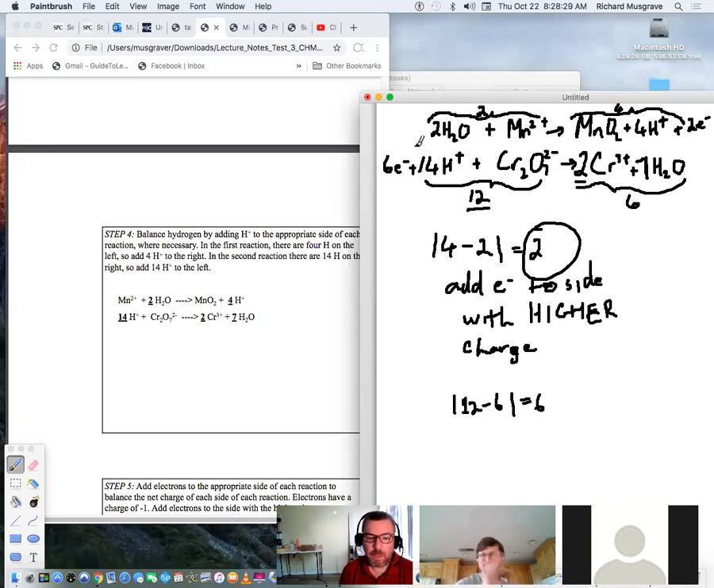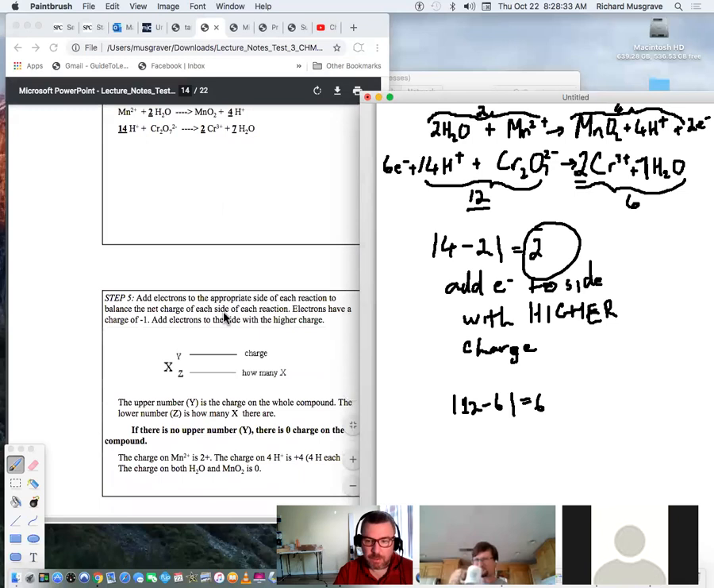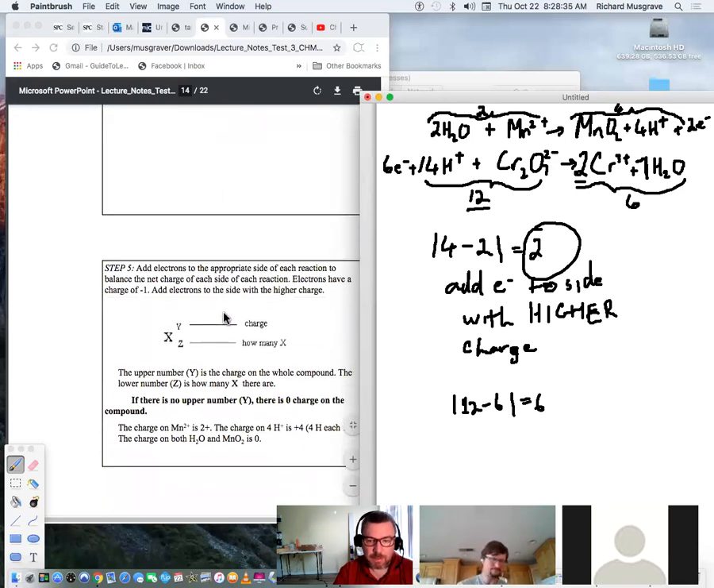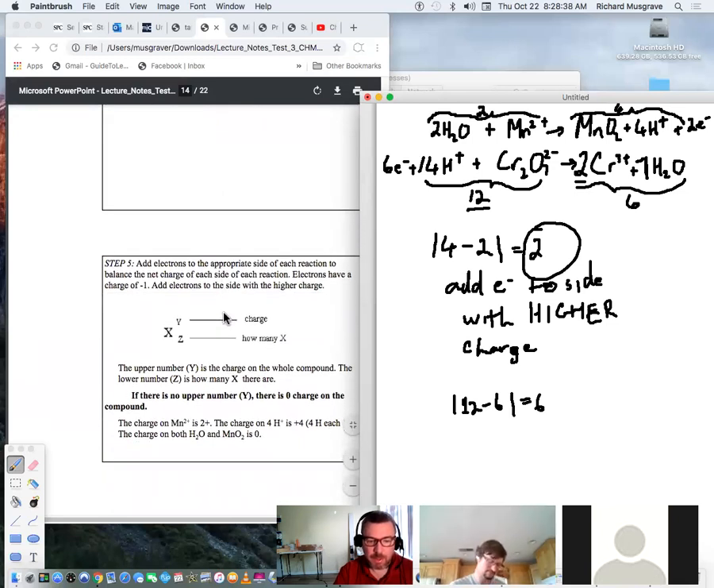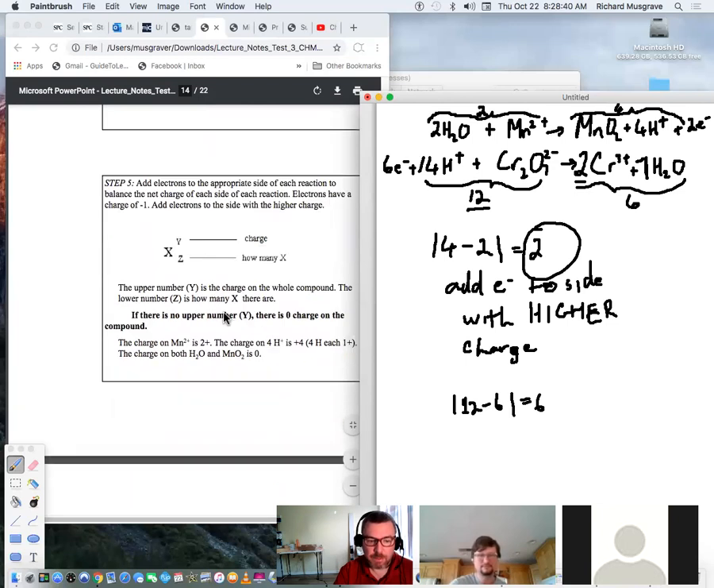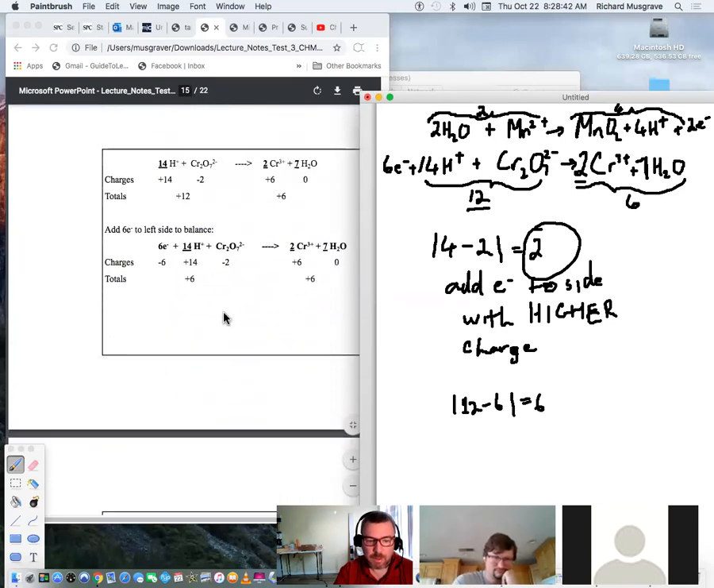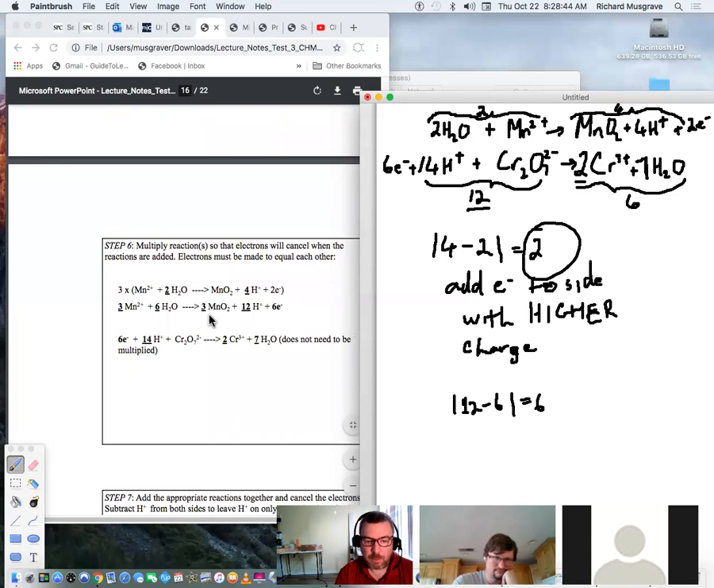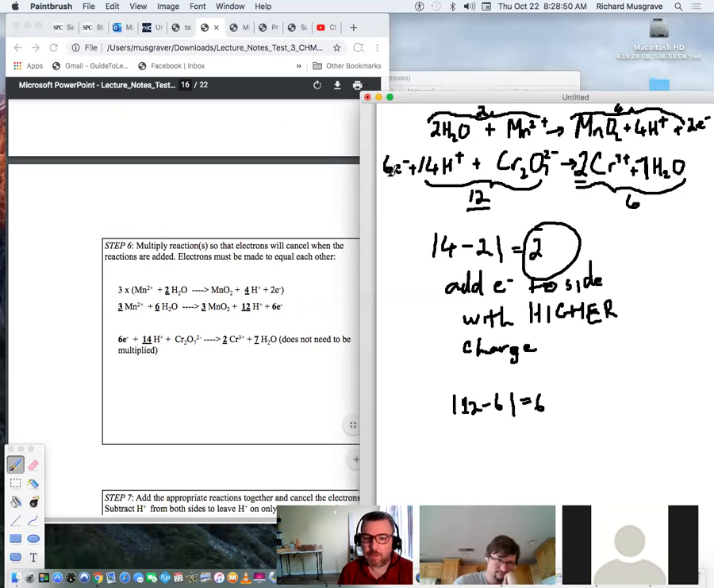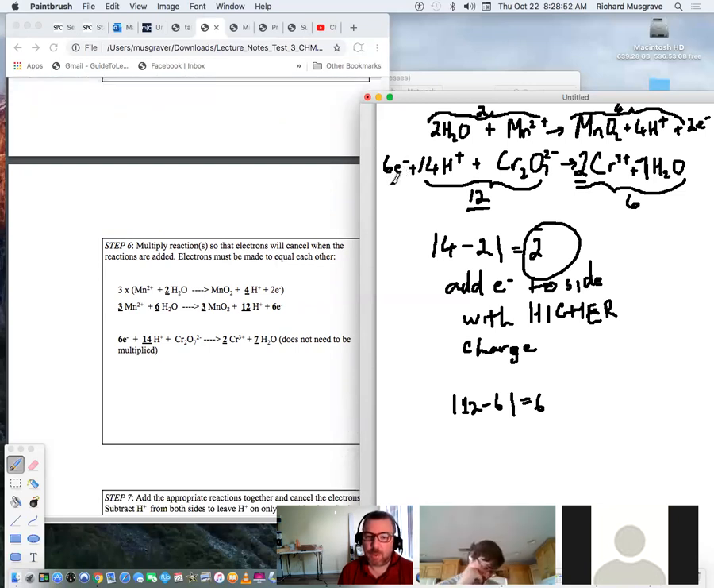Okay. The next step, once we've added the electrons, is we need to balance the 2 reactions by getting rid of the electrons. And so what we're going to do is multiply these reactions in order to get those electrons equal. You'll notice we have 6 on the bottom and we have 2 on the top. What that means is I'm going to have to take the top one and multiply it by 3.